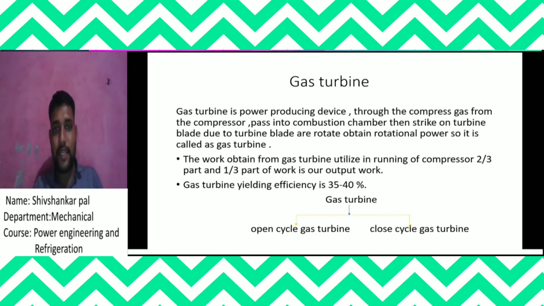Due to this, you can say that the gas turbine efficiency is not 100%, but it lies between 35 to 45%. Simply, and as you study in thermodynamics, you are studying thermodynamics.